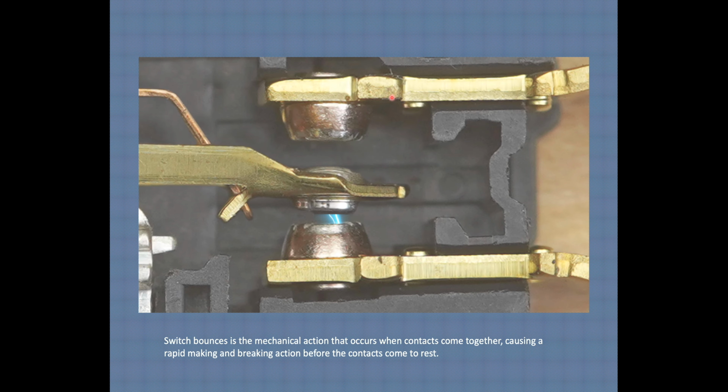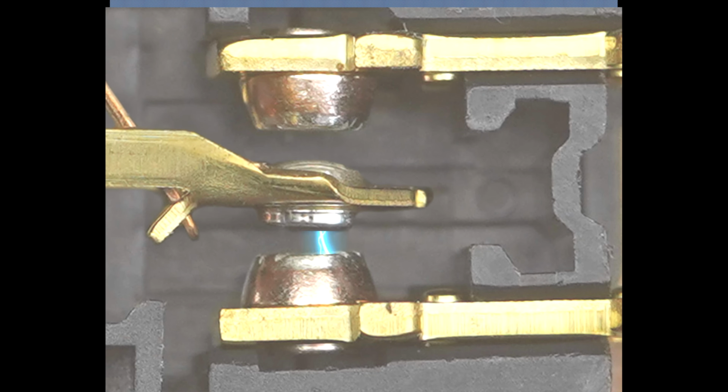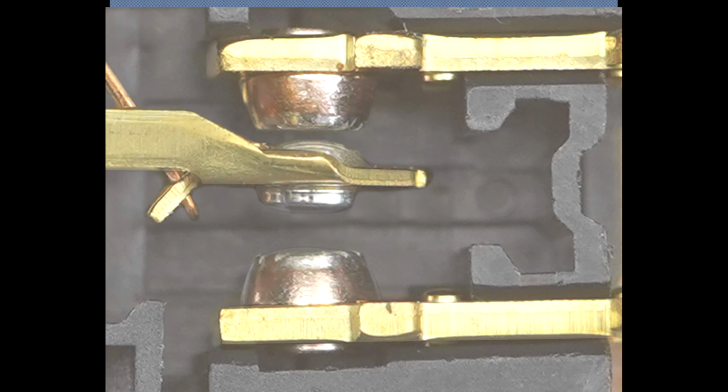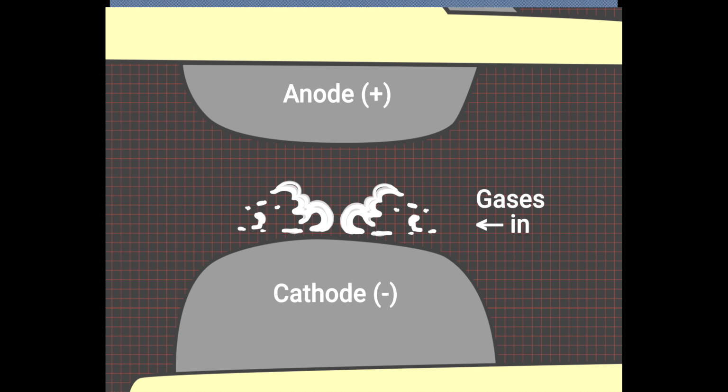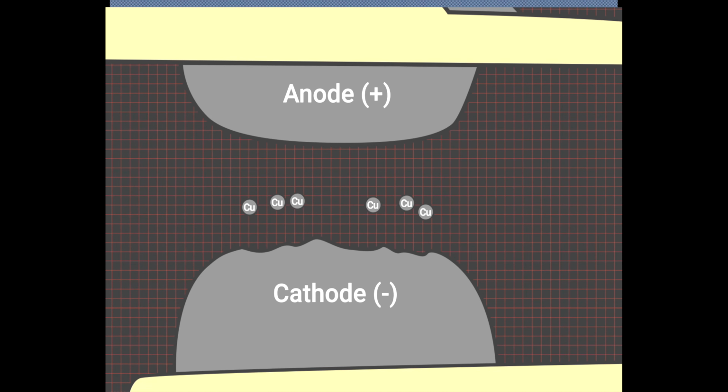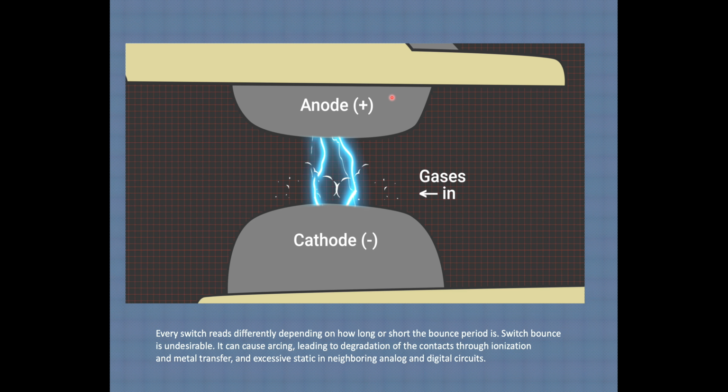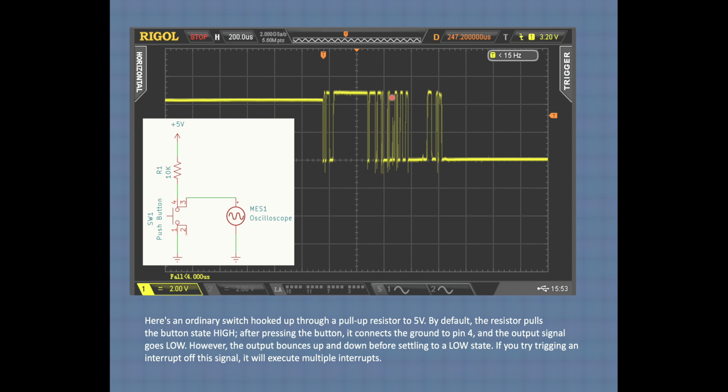Switch bounce. Switch bounce is a mechanical action that occurs when contacts come together, causing a rapid making and breaking of action before the contacts come to rest. And that causes all kinds of problems: arcing, leading to degradation of contacts, metal transfer, and excessive static and noise in neighboring electronic circuitry. Here's an example of switch bounce off a switch as we're looking at it with a scope. The time there is 200 microseconds on the horizontal. That's about 800 microseconds of bounce.